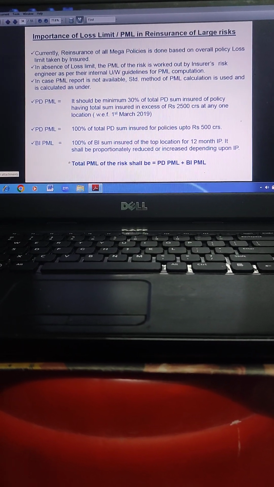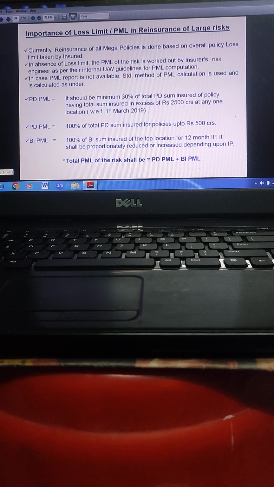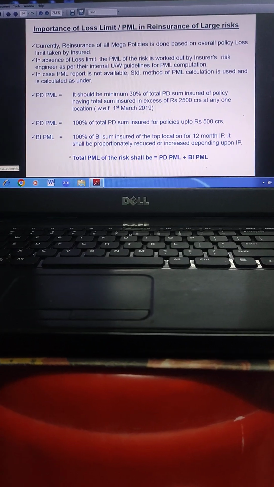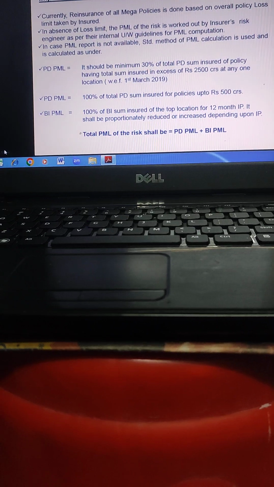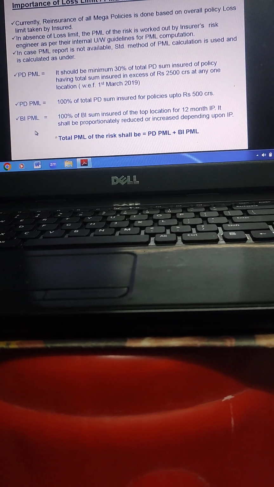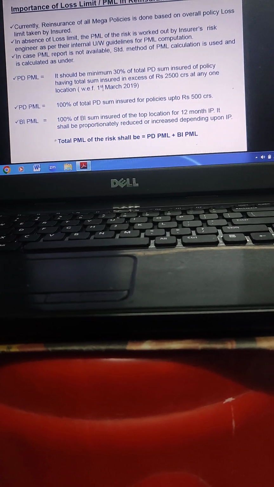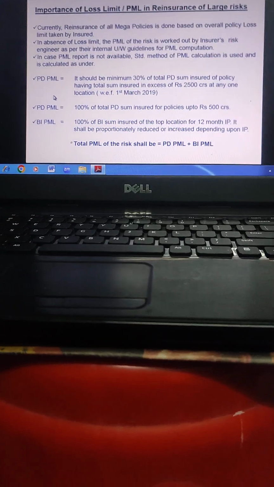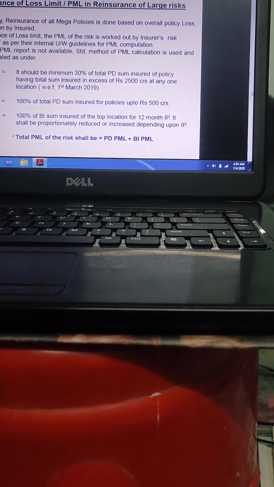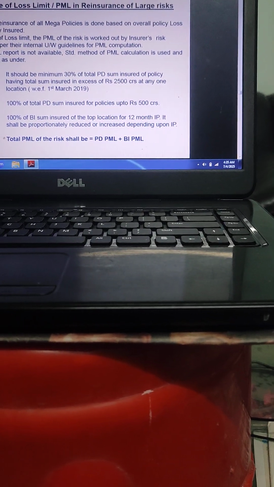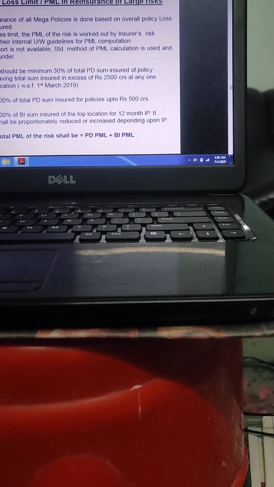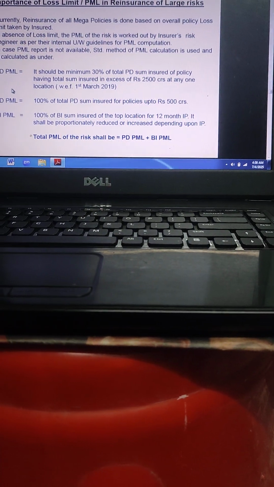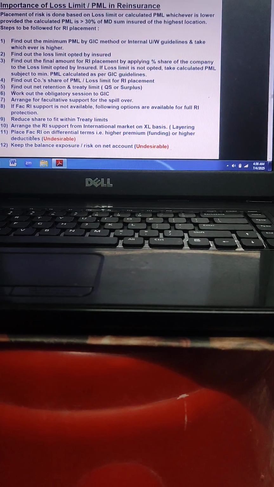In case the PML report is not available, a standard method of PML calculation is used and is calculated as PD PML or BI PML. PD means property damage and BI means business interruption. So the total PML of the risk shall be property damage PML plus BI PML.